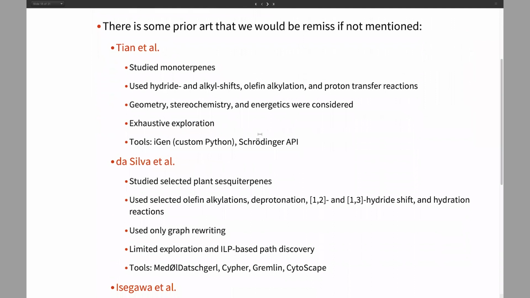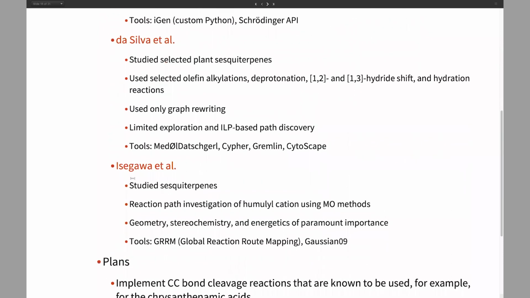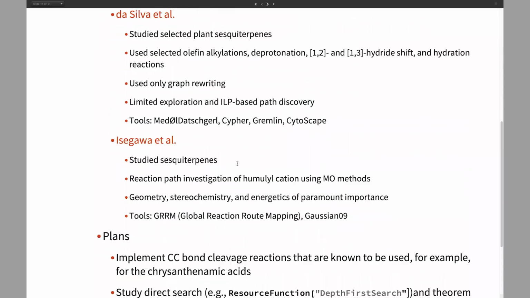dashed line. They had custom Python code to do the generation, and they used the Schrodinger computational chemistry software to do all the energetics. We have some energetics built into Wolfram language. That's something that we could add on to this. De Silva studied sesquiterpenes, as did Isagawa, and they were interested in different things. So their methods are not quite the same as the ones we have here.